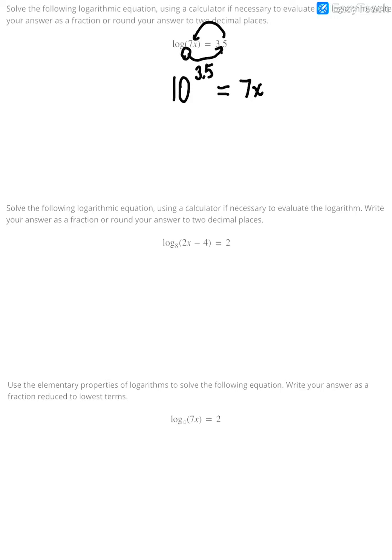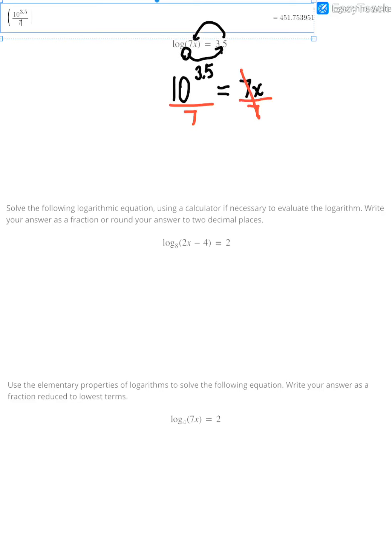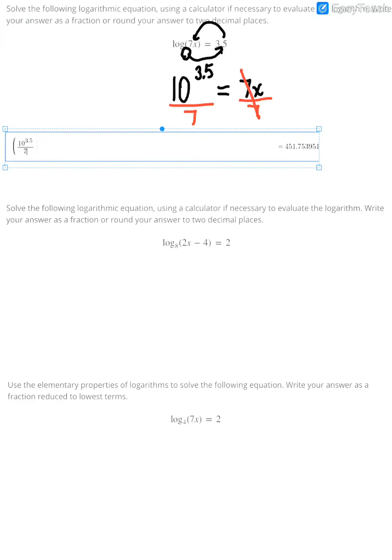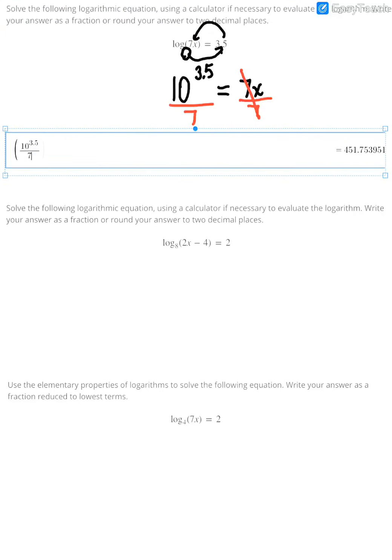Now, when I go to get x by itself in this case, I have to divide both sides by 7. And again, I'm going to opt to give a decimal form answer, so I would be punching it into my calculator. This is what it's going to look like: 10 to the power of 3.5 divided by 7. And if I round my x to 2 decimal places, then notice my x is 451.75.